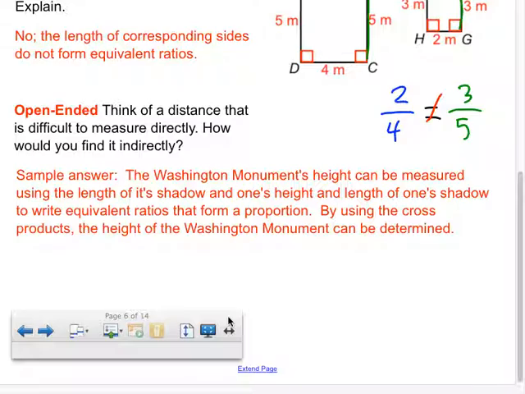So, Washington Monument's height can be measured using the length of its shadow and one's height and the length of one's shadow. So think about that. If I know my height, I can measure my shadow, and then I could go walk up to the monument and measure the monument's shadow, right? I would want to measure the monument's shadow later in the day when the sun's higher up, right? Because the shadow's not going to be as long. Does that make sense? Okay. You could do that, and you could see how close your calculations are.